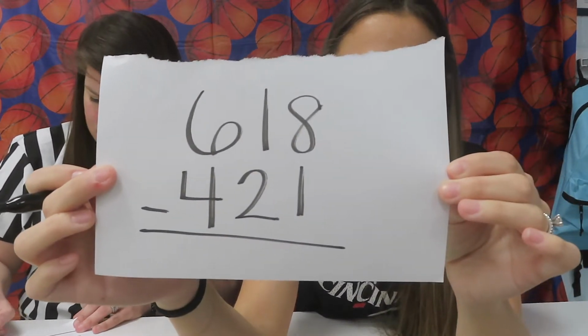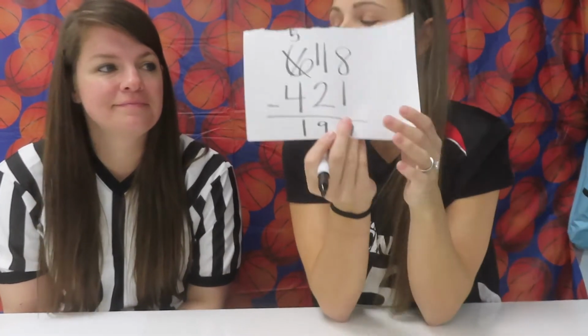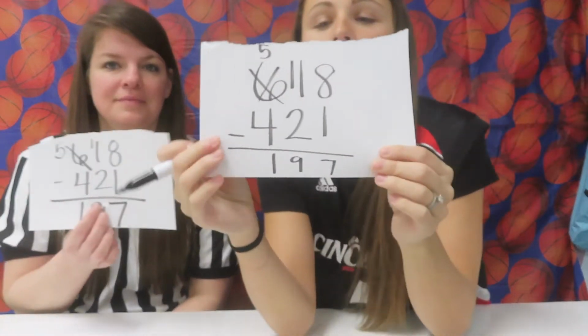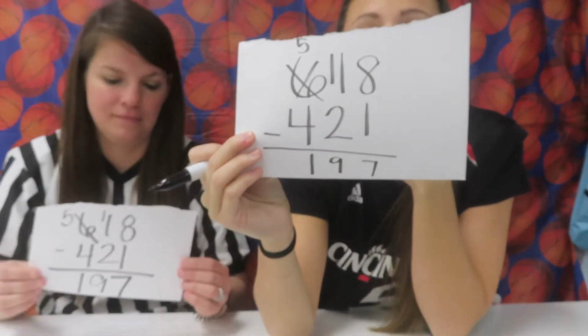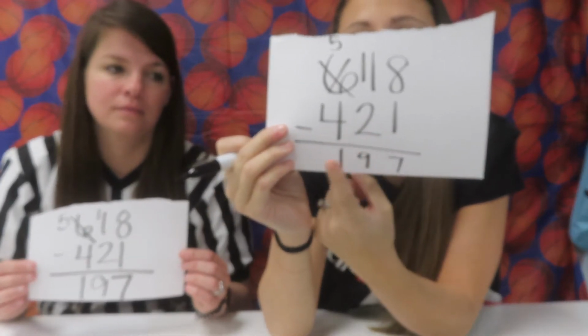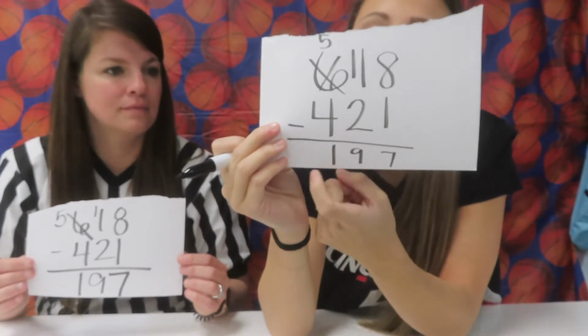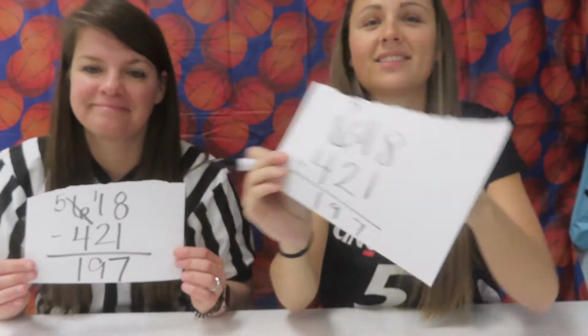Alright, your next problem is 618 minus 421. Go ahead and write this on your paper and solve it. Alrighty, we both got 197 for this one. You can do 8 minus 1, so you don't have to borrow yet. 8 minus 1 is 7. And then we cannot do 1 minus 2, so we borrow from the 6, make it a 5, and carry the 1 over. 11 minus 2 is 9. 5 minus 4 is 1. 197.